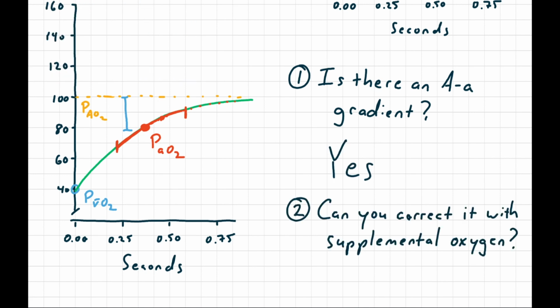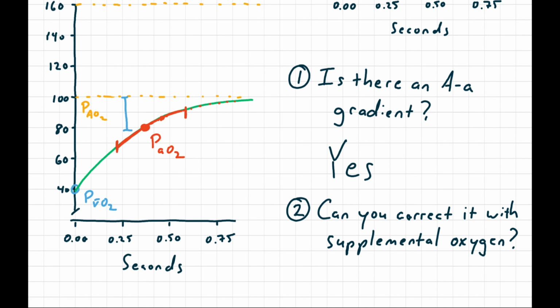And number two, can you correct the hypoxemia with supplemental oxygen? And hopefully it's not too hard to see here why the answer again is yes. Your alveolar oxygen partial pressure on room air is only around 100 millimeters of mercury. But if you gave this patient supplemental oxygen, you can increase their alveolar oxygen quite high.